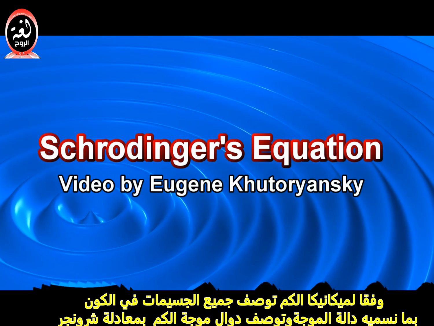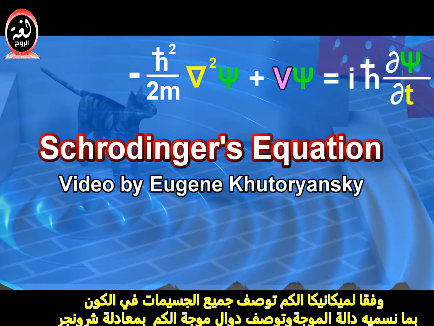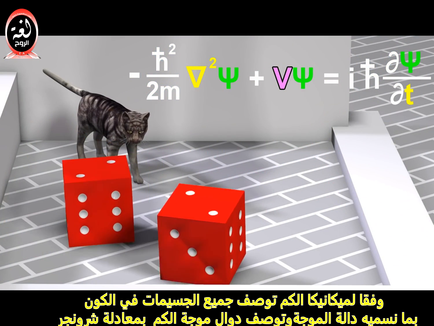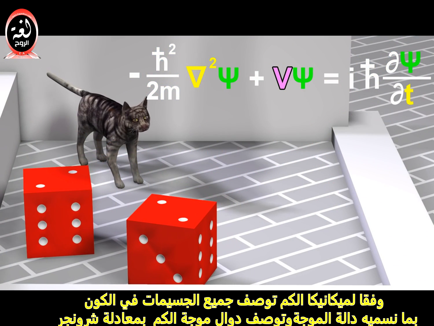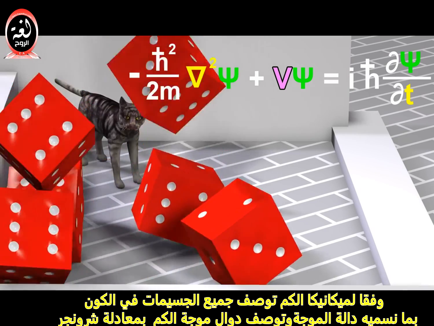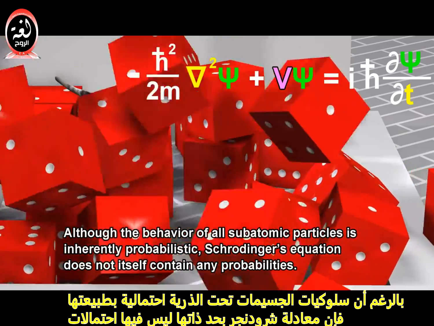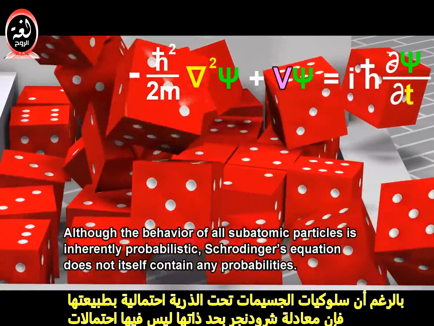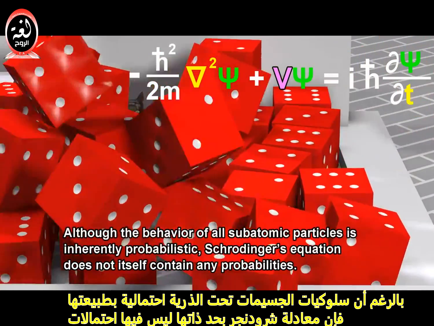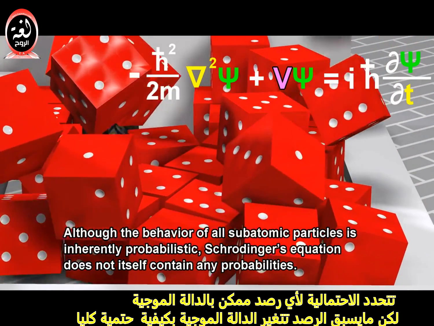According to quantum mechanics, all particles in the universe are described by what we call a wave function, and quantum wave functions are described by Schrödinger's equation. Although the behavior of all subatomic particles is inherently probabilistic, Schrödinger's equation does not itself contain any probabilities.